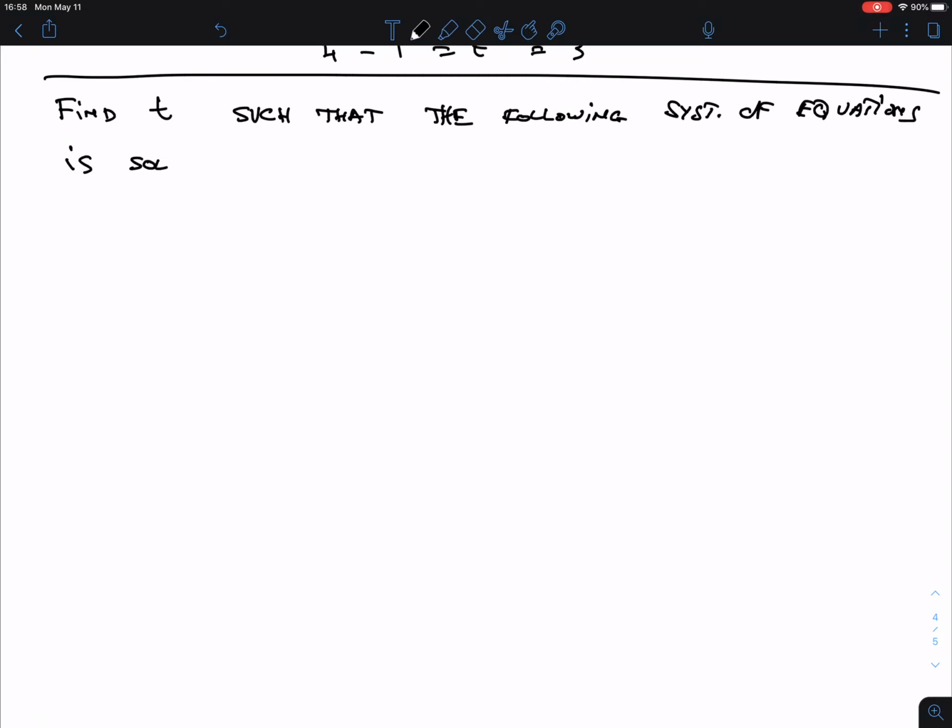Is solvable, and then find all solutions. Okay, so here's an example that I have in mind.